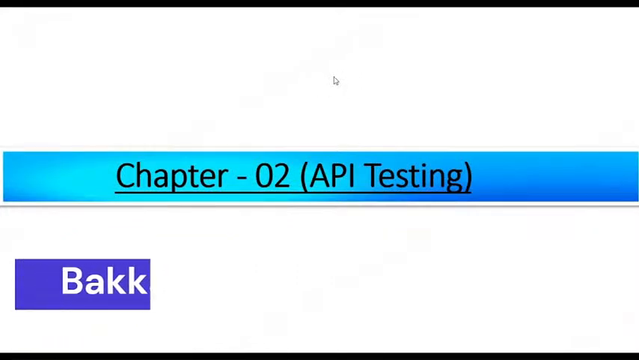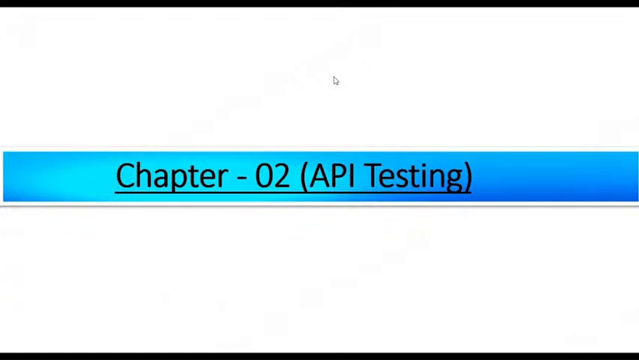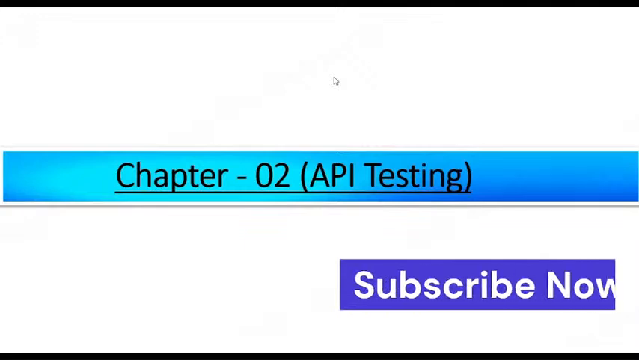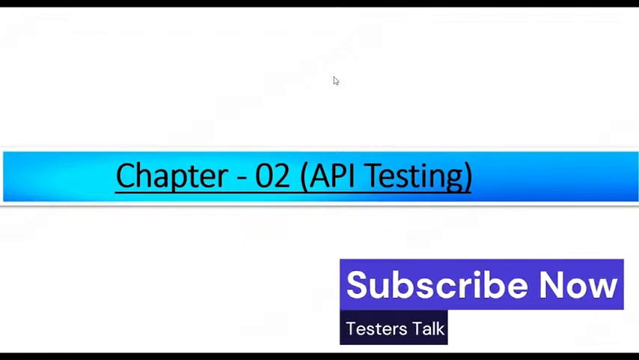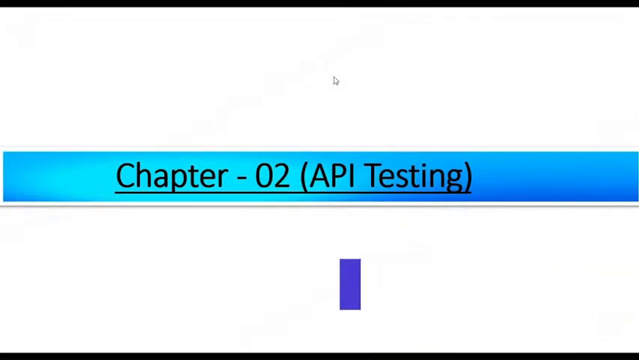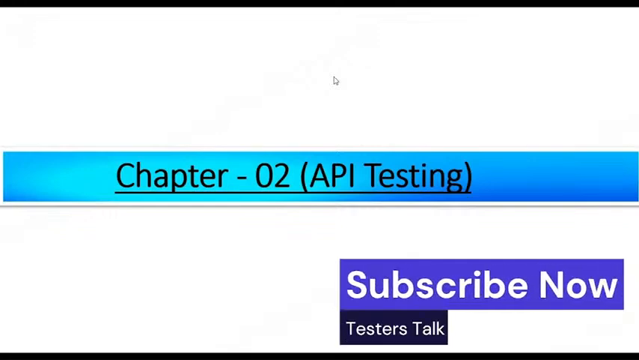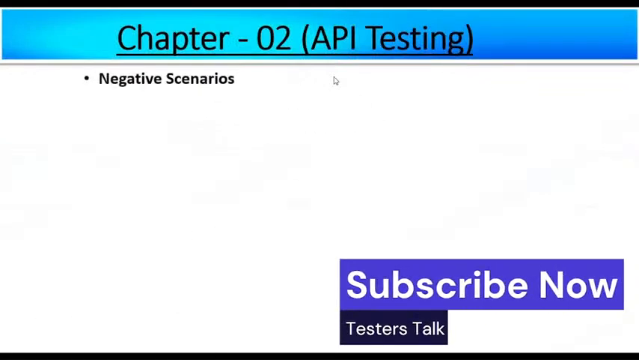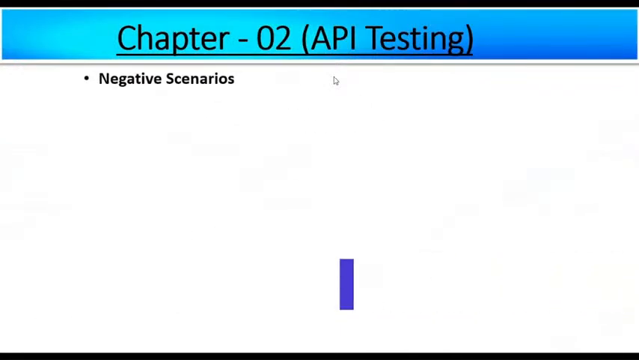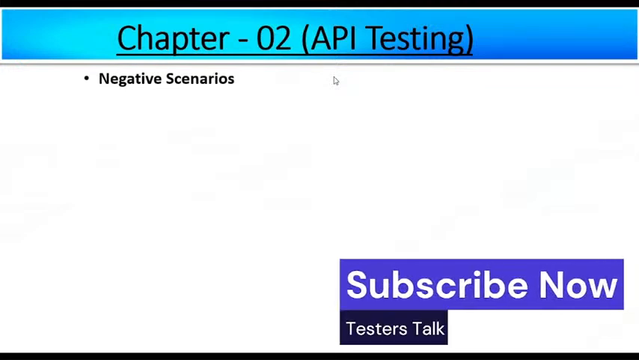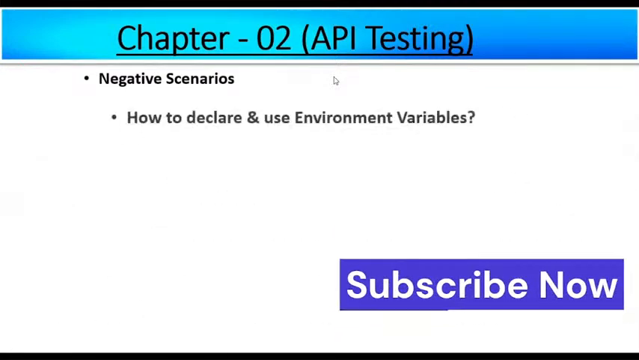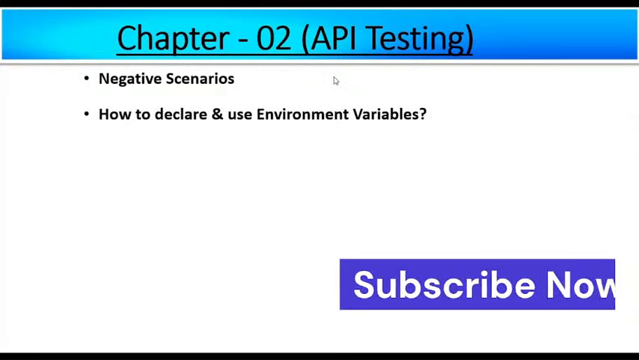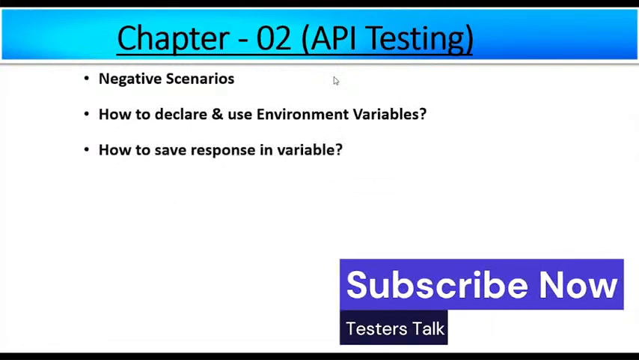So far you have seen how to perform CRUD operations in API testing. That is nothing but how to create a GET API request, PUT API request, POST API request and DELETE API request. In this chapter 2 API testing tutorial, I will discuss firstly negative scenarios. With respect to this, we will create a few negative API requests in the Postman. Then I will discuss how to declare and use environment variables.